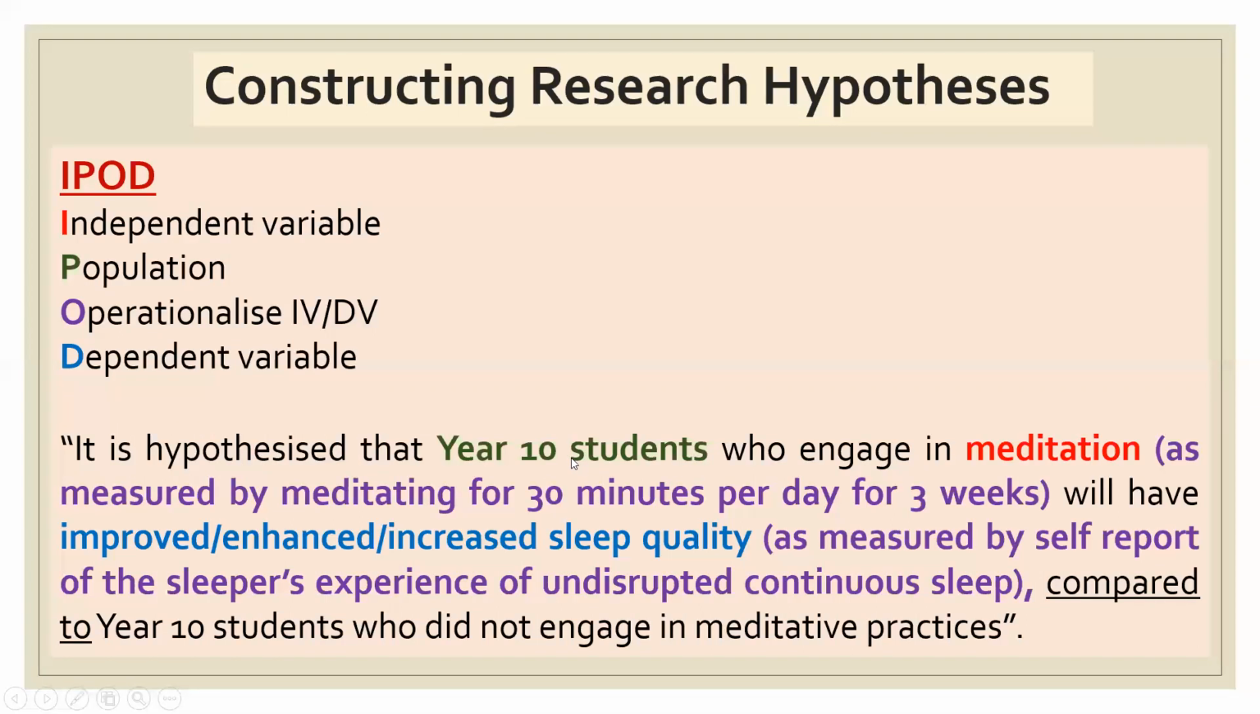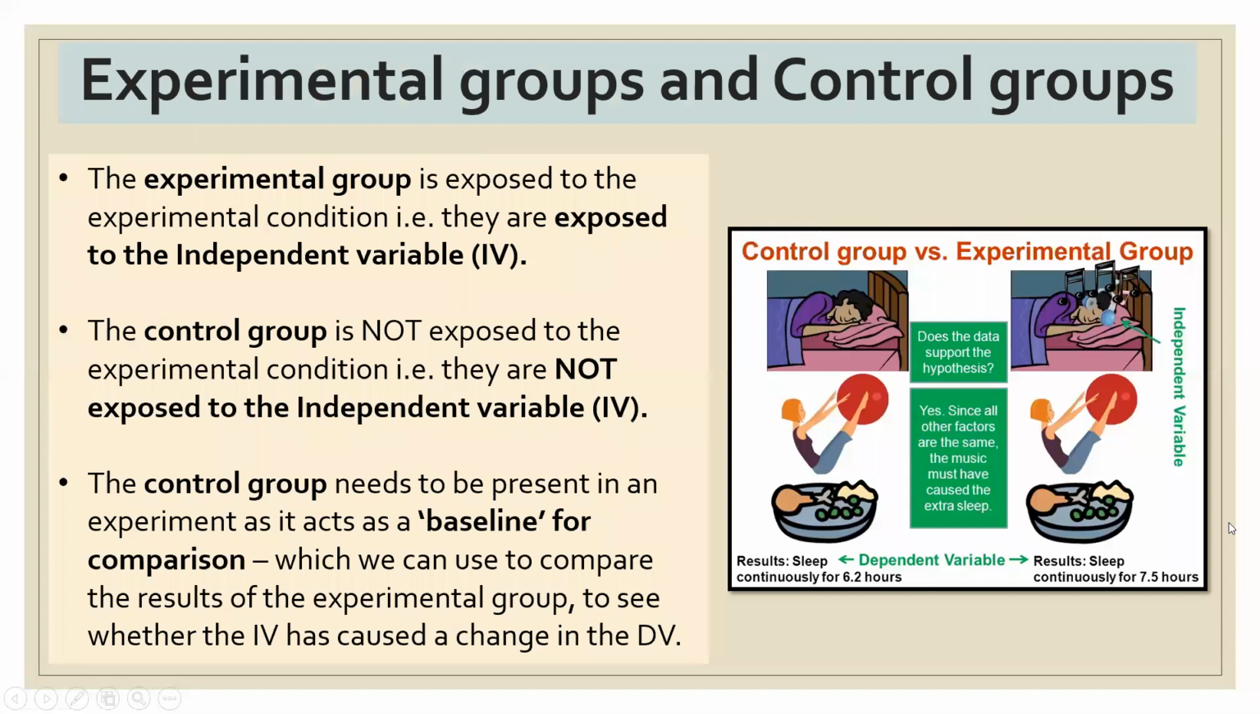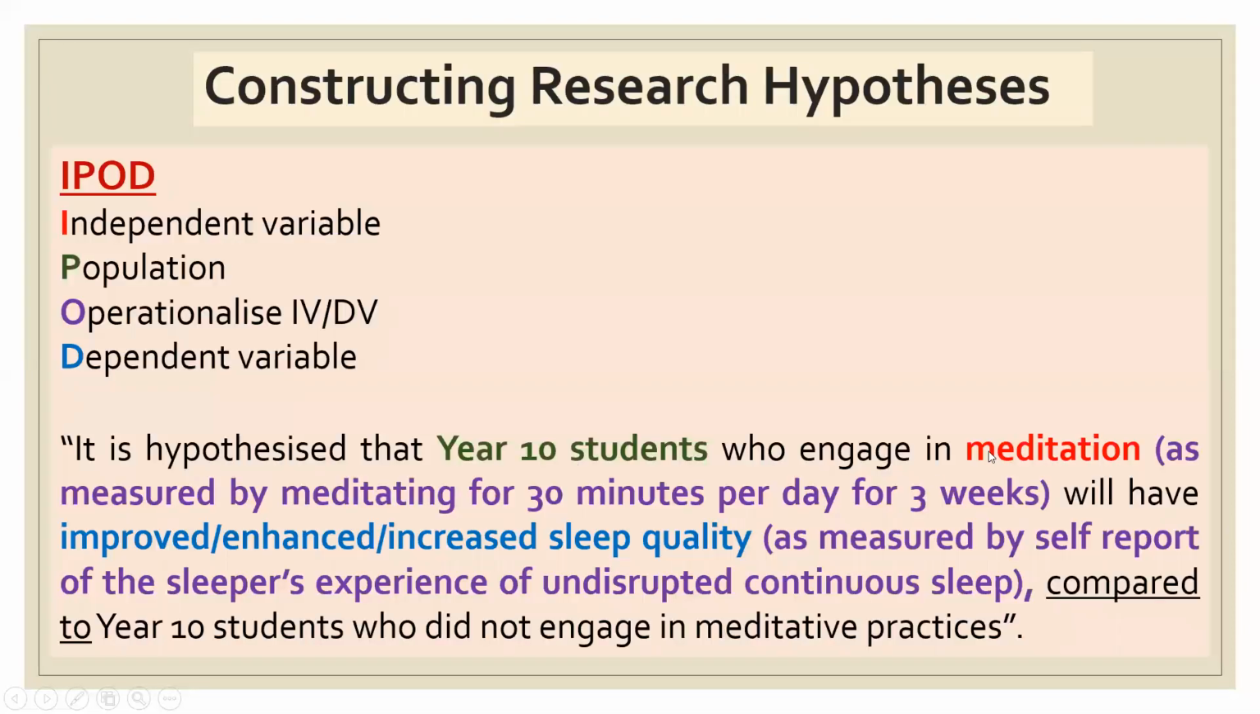So what's the IV? Year 10 students who do meditation. Meditation was my simple IV. Now, how are we operationalizing this in this study? Well, we're looking at researcher one's study here. So what we're saying is, meditation is measured by meditating for 30 minutes per day for 3 weeks. This is how we operationalized or measured this variable from the previous slide. So what effect is this going to have? We'll have improved, enhanced, or increased sleep quality. You don't have to use all these words. Even if you just say we'll have increased sleep quality, that's fine.